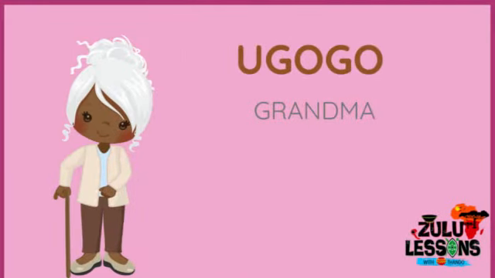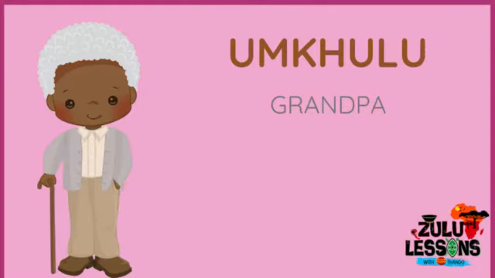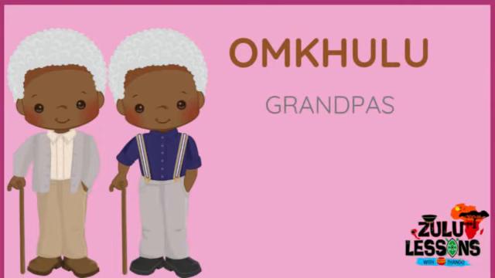A grandmother is ugogo, and the plural is ogogo. A grandfather, umkhulu. The plural is omkhulu. Take note that both ugogo and umkhulu are class 1A nouns.